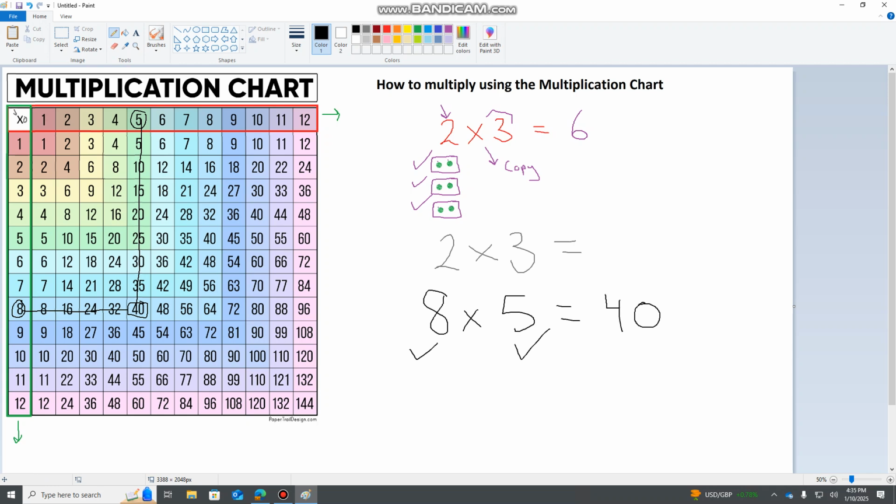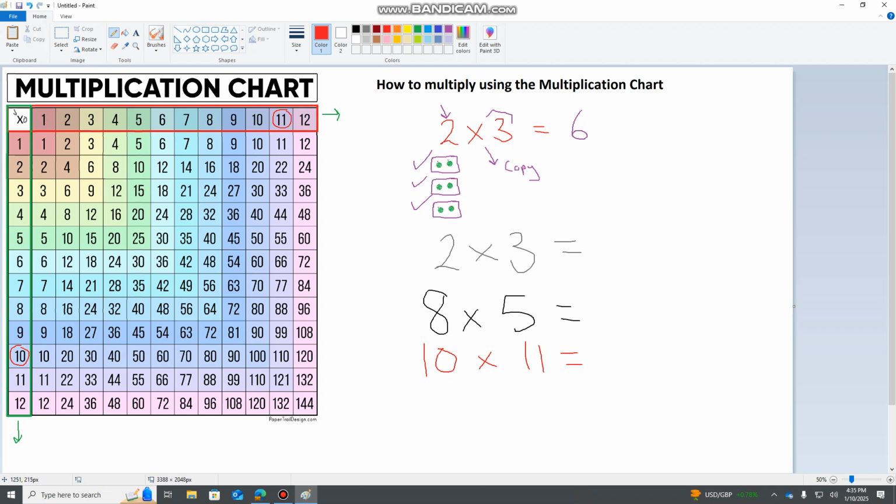Let's try some more questions. Let me erase all this off. Nice and clean. There we go. Let's try a bigger number. Let's try, how about 10 times 11? Okay? Same thing. Start from the far left side. Find the number 10. There we go, right here. Go all the way to the top of the building and find the number 11 right over here.